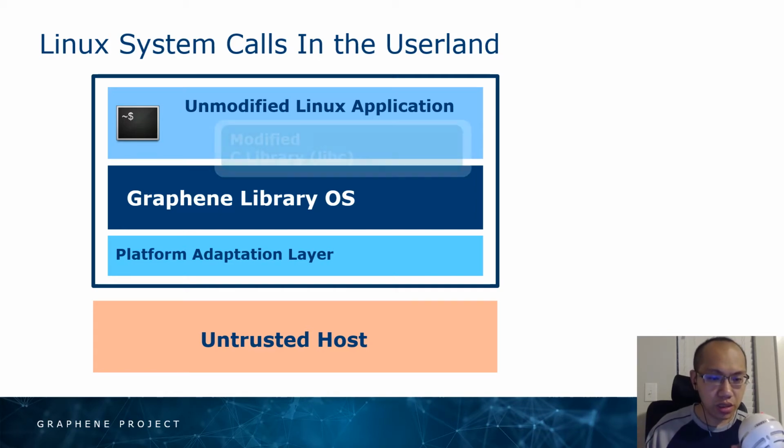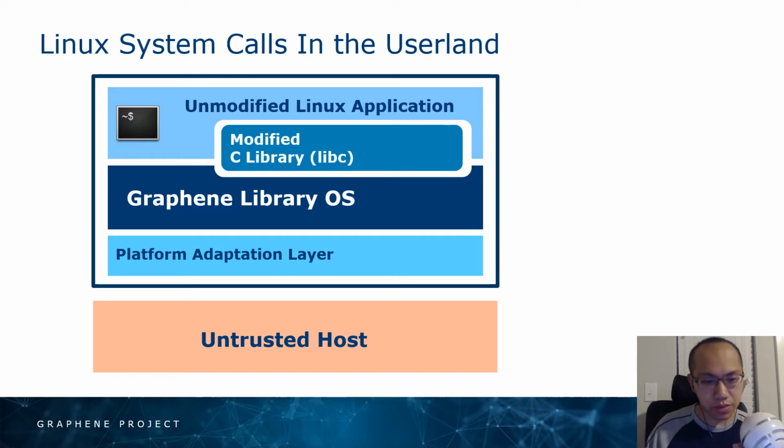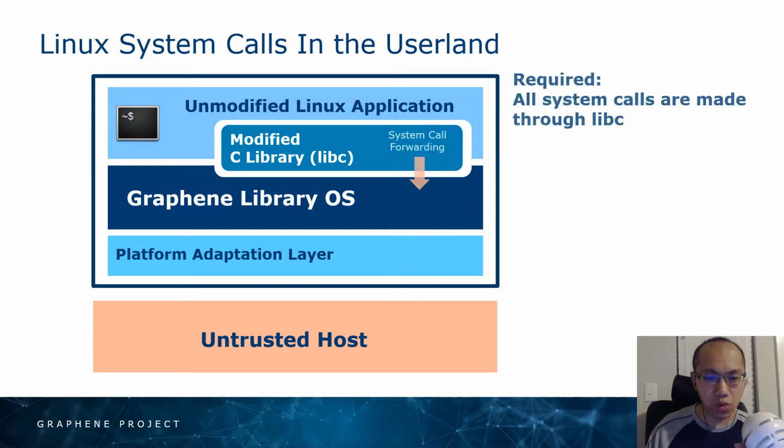So the way we do it is we introduce a modified C library, in other words, the libc. The libc will change all the places where they make system calls and forward all the system calls into the Graphene Library OS layer. The requirement of this technique is to have all the system calls made through libc. If the system call is actually made by the application binary itself, for example, through inline assembly code, then in that case we do need other ways of capturing all these system calls.